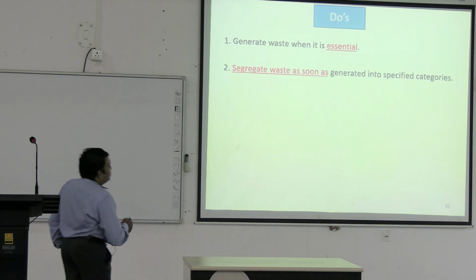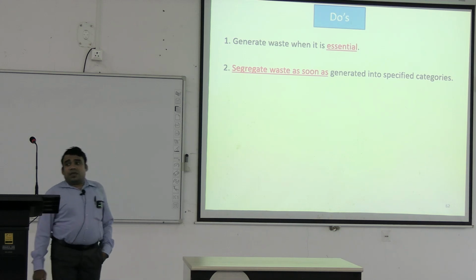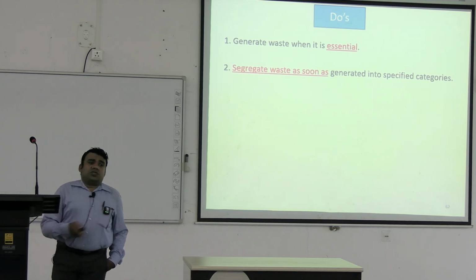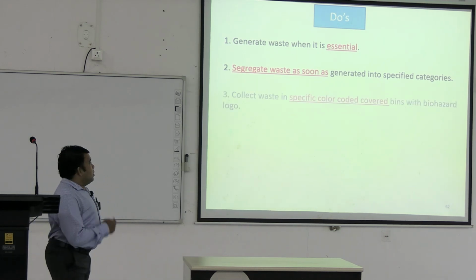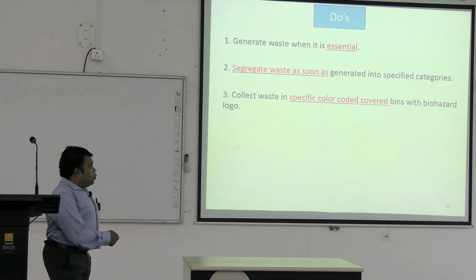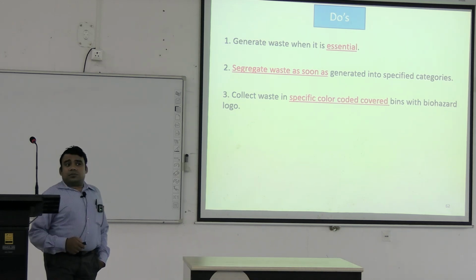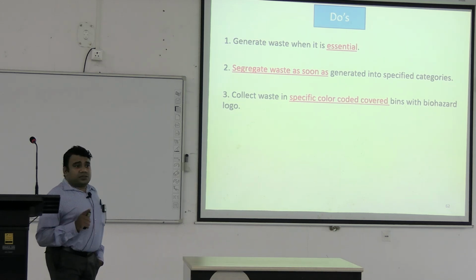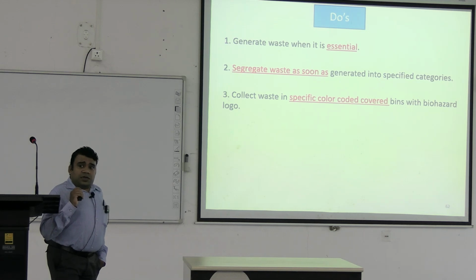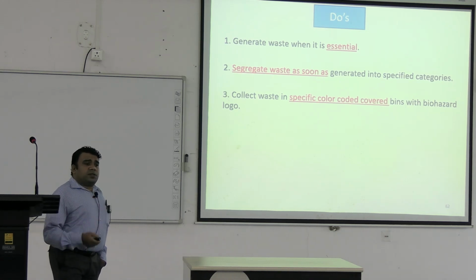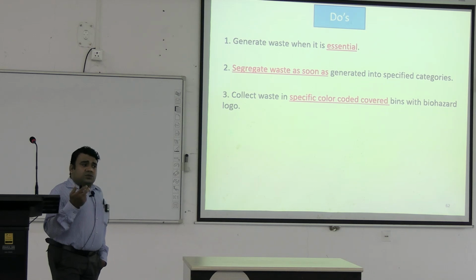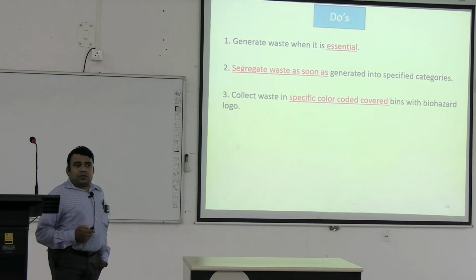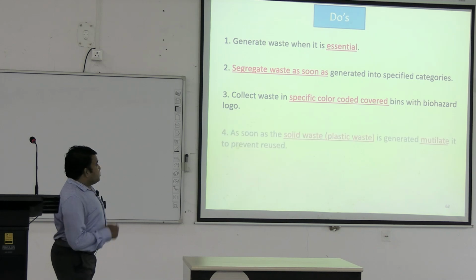Next is to segregate as soon as possible. If you don't do that, the whole waste becomes infectious. Third, collect the waste in specific color-coded containers. Otherwise, it will become very dangerous. If by mistake you throw a used needle in a yellow bag, what will happen? The person who is collecting the waste has a high chance of getting injured by that needle.